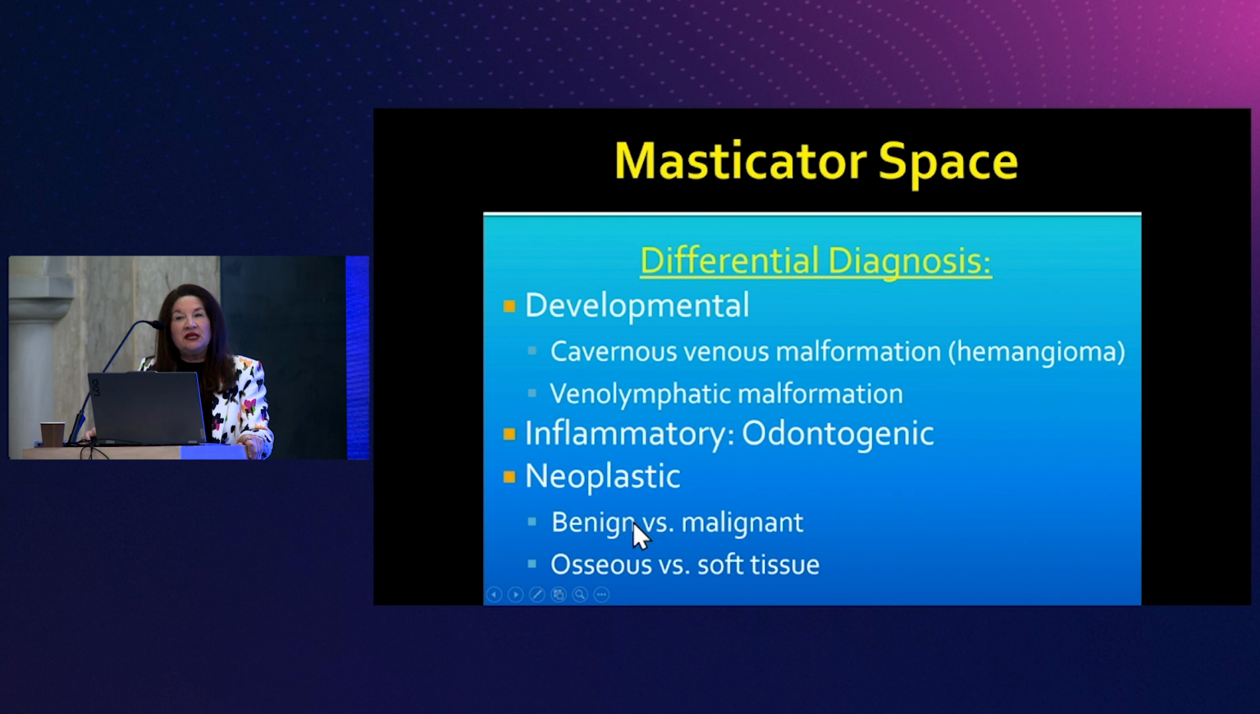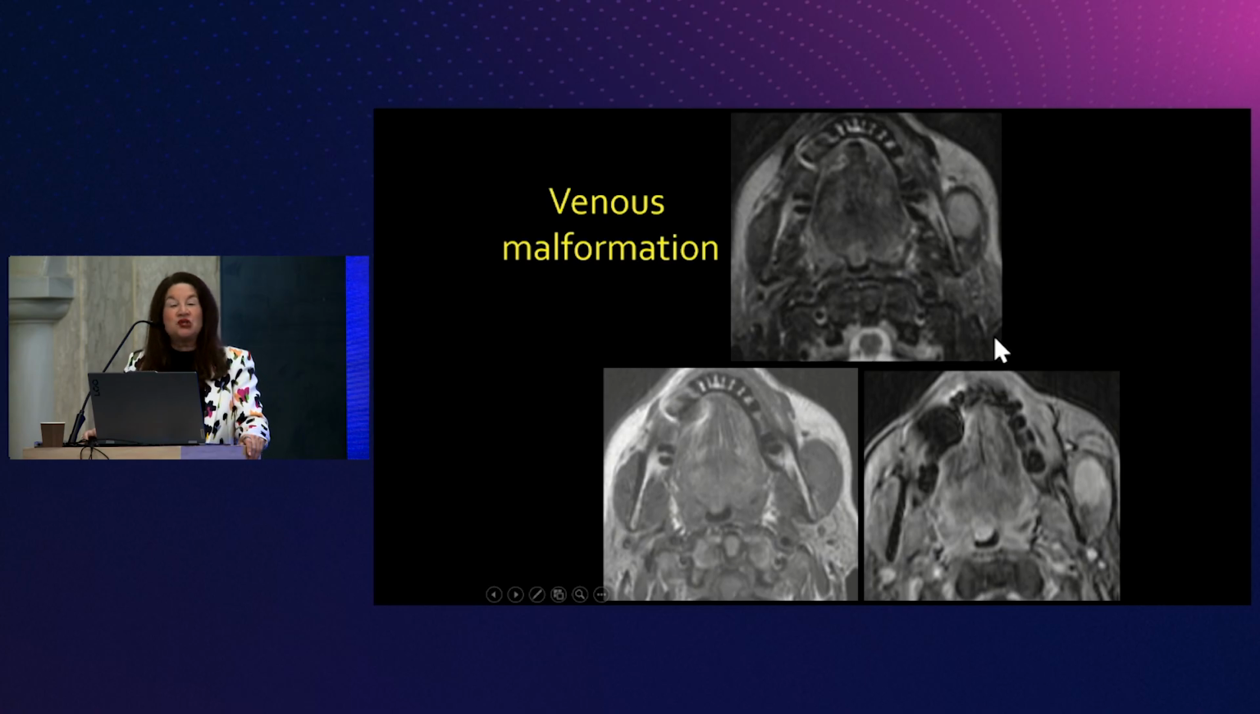And when you're looking at neoplasms in the masticator space, don't get too wrapped up in figuring out what the histology is. What the clinician really wants to know is, is the mass benign or malignant, because it's going to determine how it's managed and if it's going to be followed, and is the mass coming from bone or is it coming from soft tissue? So here is your typical venous malformation.